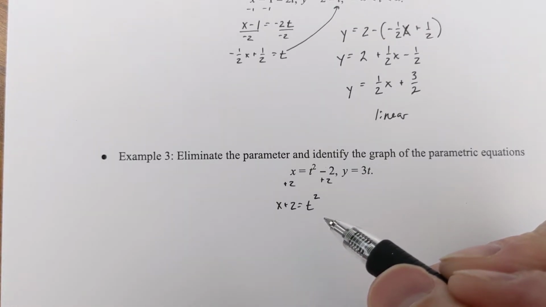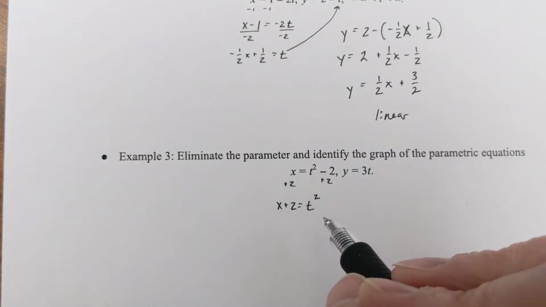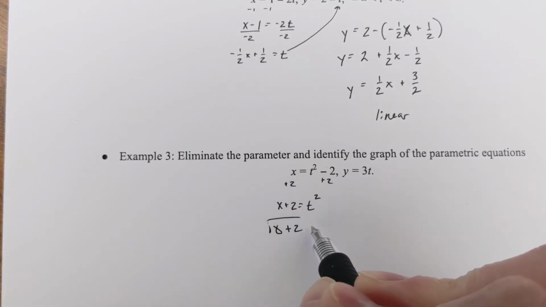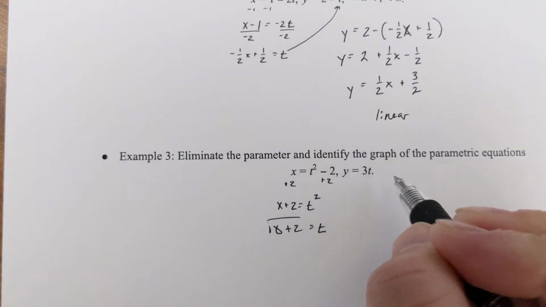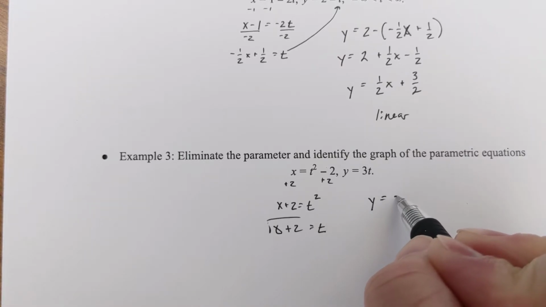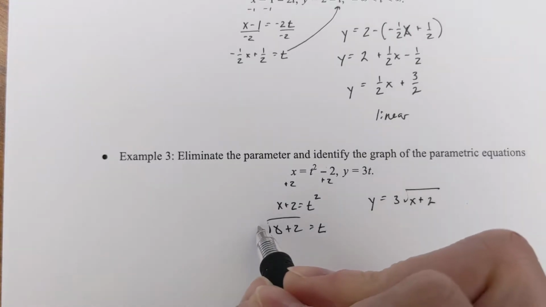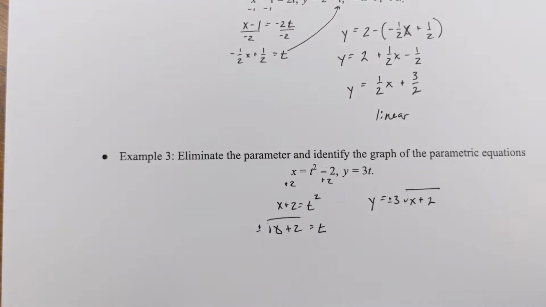Let's see here. And then what I need to do is take the square root. So the square root of x plus 2 is equal to t, and then that gets plugged in over here. So y equals 3 times the square root of x plus 2, plus or minus. So there is your lovely equation.